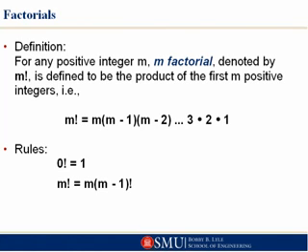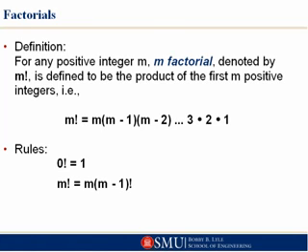So m factorial. I just think about it: 5 factorial would be 5 times 4 times 3 times 2 times 1. 10 factorial: 10 times 9 times 8 times 7 times 6 times 5 times 4 times 3 times 2 times 1. Not going to dare say what 100 factorial is. So that is the general definition of a factorial.